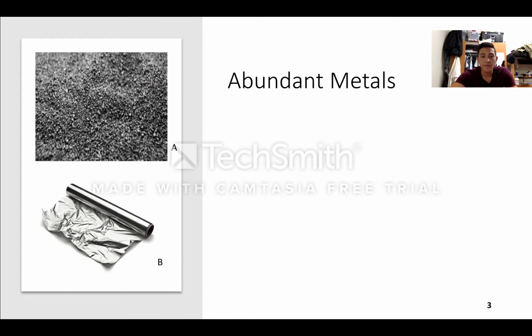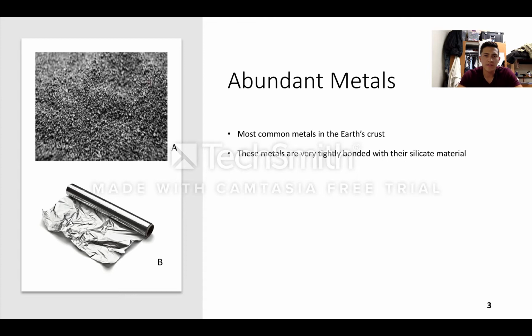So next we're going to talk about abundant metals. Abundant metals are a subcategory that focuses on the more common metals found on the Earth. These metals are the type of metals you will see in your everyday life. They are crafted into almost everything because of their availability and their strength. These metals are also known to be bonded with their silicate material very tightly, so they need special extraction equipment. Some examples of these abundant metals are iron, aluminum, magnesium, titanium, and manganese.